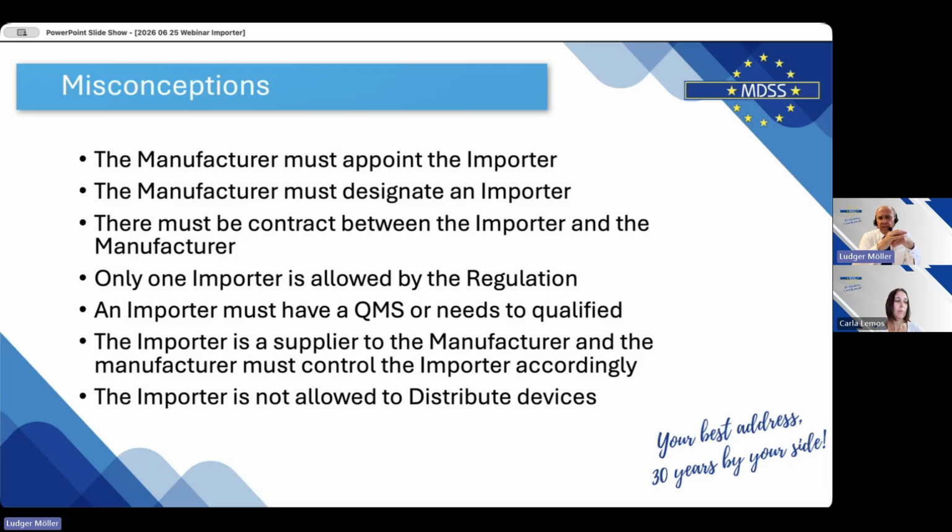And in Germany, there's supposed to be a medical consultant. If you give products to somebody else, to the customer, then you have to have a medical consultant on staff. And in Germany, for example, the counterpart is well installed in the hospital, so the right people talk to each other. And therefore, there's no concern. A QMS is not a requirement. The importer is a supplier to the manufacturer, and the manufacturer must control the importer accordingly. I already stated that.